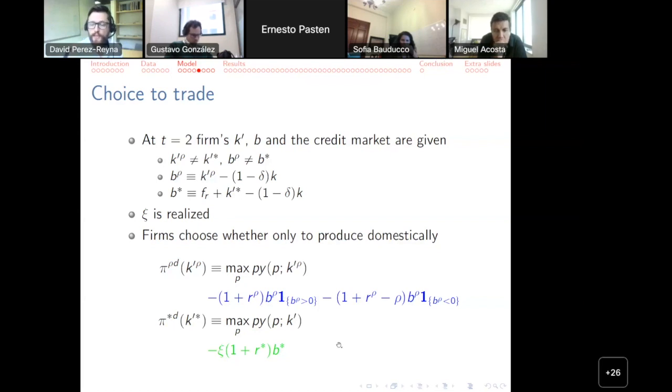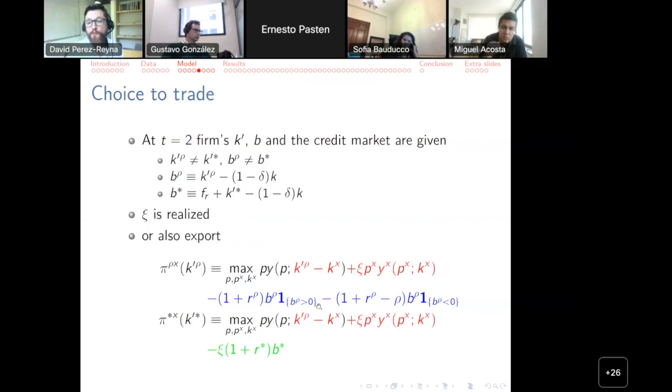On the other hand, if firms borrow from abroad, regardless of whether they borrowed or saved, they're going to be paying a fixed interest rate. The cost of that loan, or the return from those savings, is going to depend on the exchange rate. So if they borrow domestically and choose only to produce domestically, their profits would be like this. The only source of income would be what they sell domestically. If they borrow abroad and choose only to produce domestically, this is going to be the income.